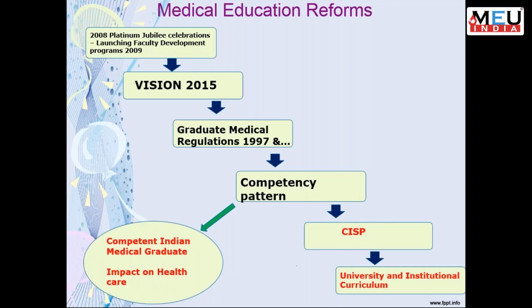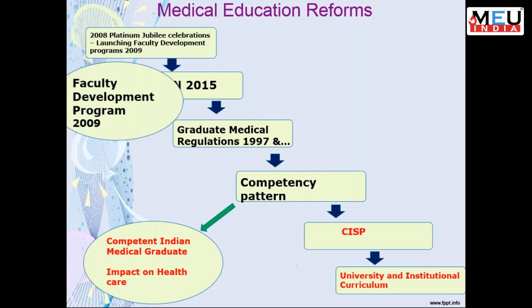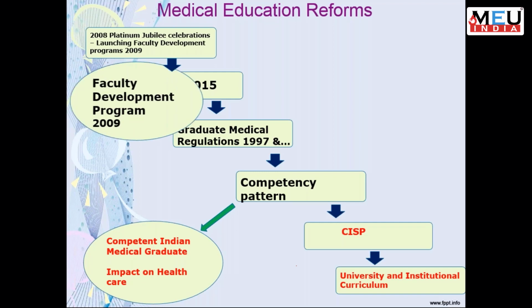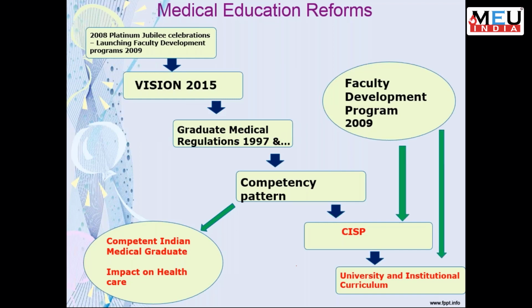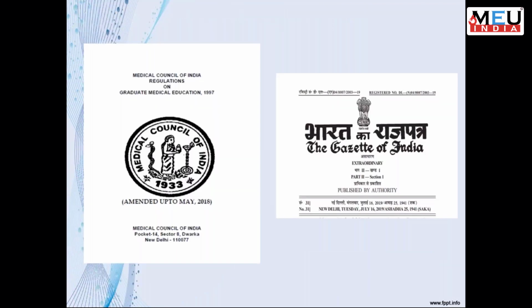Along with that, a lot of training is going on for the faculty, and that faculty development started right in 2009. At that time also there was CISP. Now also it has been refined over a period, and ultimately it will be the backbone of the university and institutional curriculum. One has to remember that though certain changes have occurred in this 2018 amendment, the basic structure of the 1997 framework is still there.